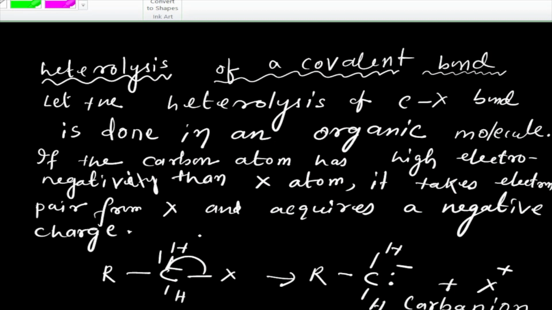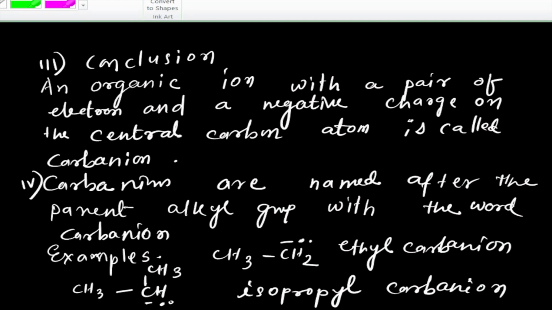Heterolysis means what? The transfer of the electrons towards the more electronegative atom. If X is more electronegative, then C becomes plus. If X is less electronegative and carbon is more electronegative compared to X, then what happened? The electron pair comes to the carbon, having a negative charge, and that is called a carbanion ion.